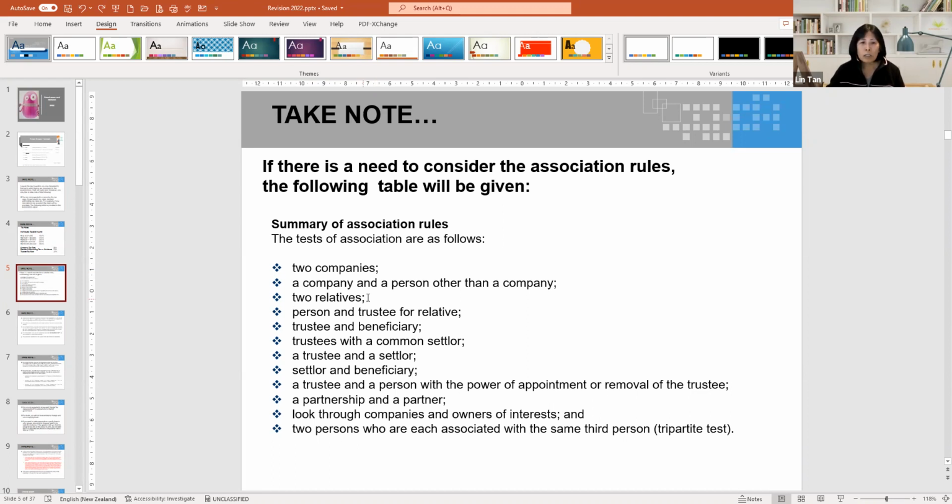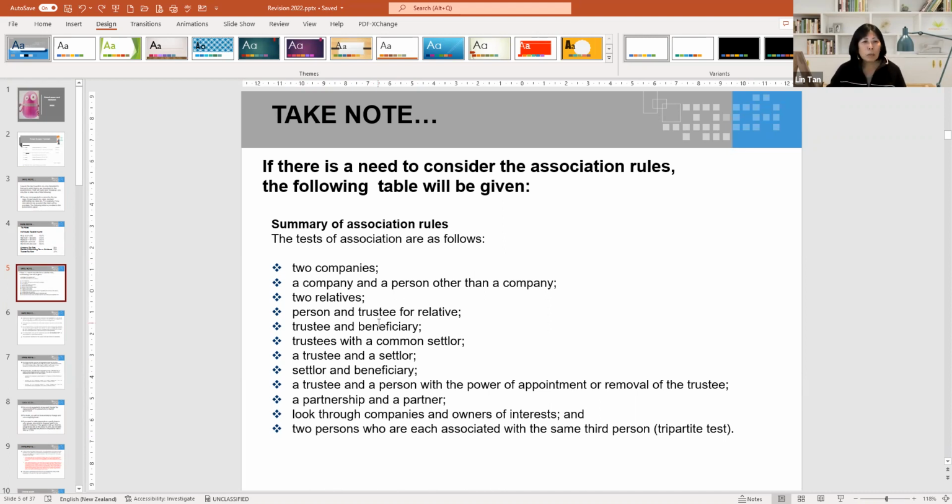So we see two relatives: you're supposed to know that husband and wife come under this category, or those who are within two degrees of blood relationship. If you're looking at a scenario that involves a trust, you might look at whether the settlor and the beneficiary of the trust are associated with one another or not, because according to the associated person rules, they are associated with one another.